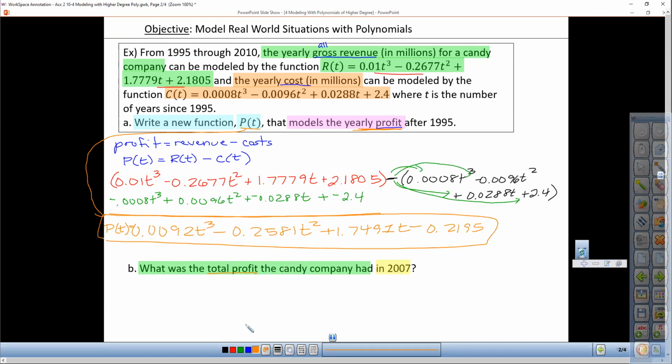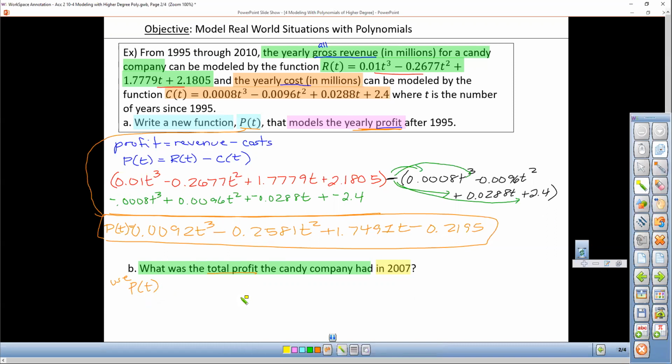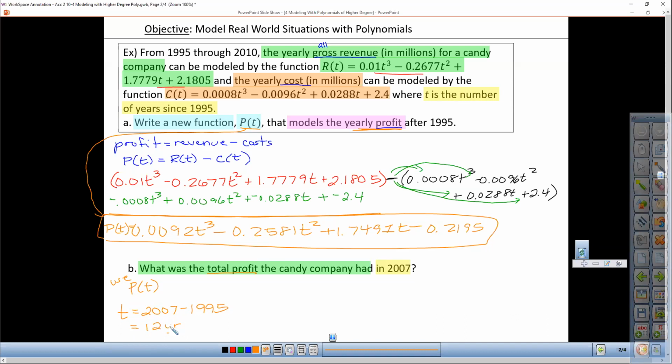That's what that means. Now, the part that we did not highlight earlier is, well, what are we supposed to use if we're doing P of T? If we're going to use our P of T, what are we going to use for T? And that, remember, is something we have to figure out based on how T is defined. So here it tells us T is the number of years since 1995. So that's telling us our T would be taking our year of 2007 minus 1995, which gives us 12. So it's 12 years since 1995. So we're finding P of 12.